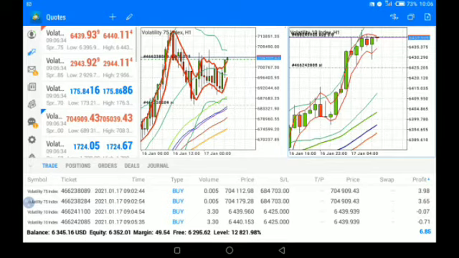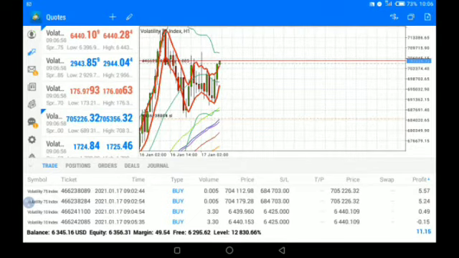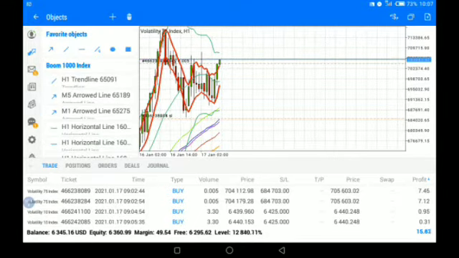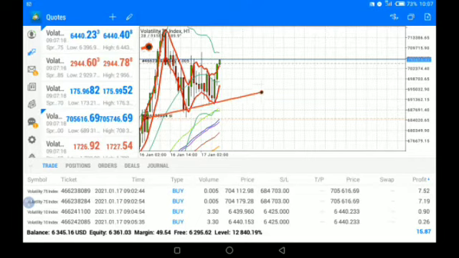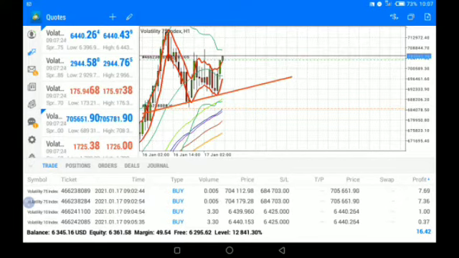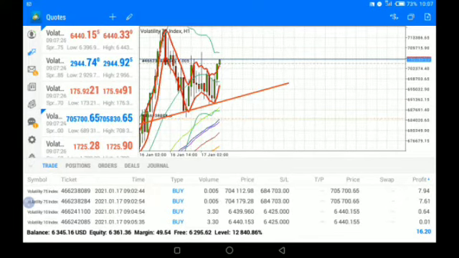I just want to talk you through why I took this buy on volatility 75 index. Alright, so I took this buy on the volatility 75 index because I found a double bottom. I found a double bottom here on volatility 75 index.